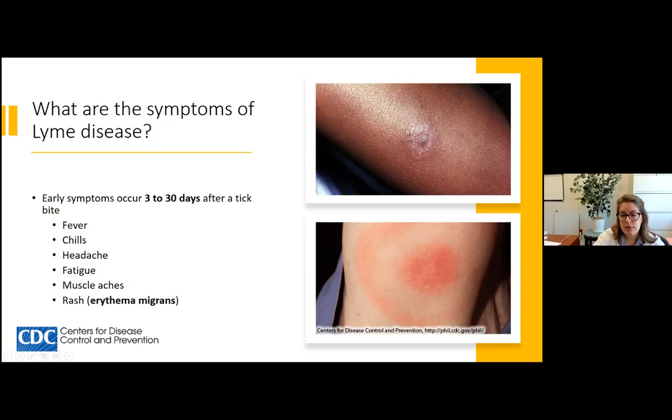And what it kind of creates is a targetoid or target shaped lesion. So you see the middle spot and then the ring of discoloration around. So this is actually an earlier bite, and this is a later phase of Lyme disease. Other symptoms can include fever, chills, headache, fatigue, and muscle aches.